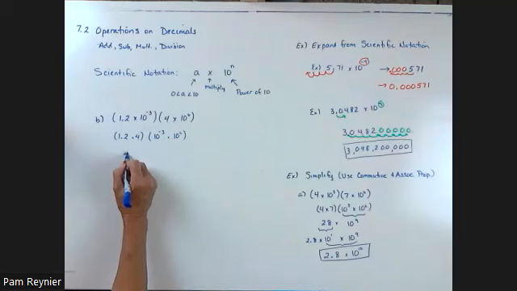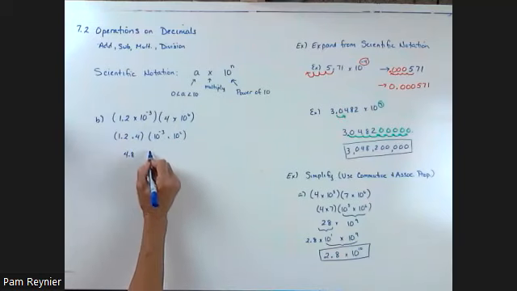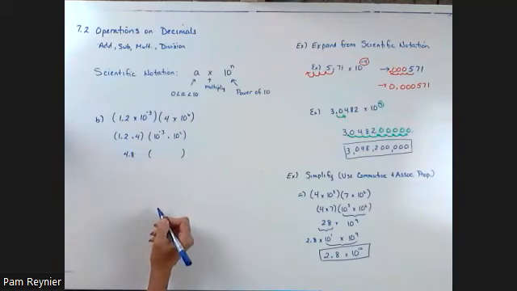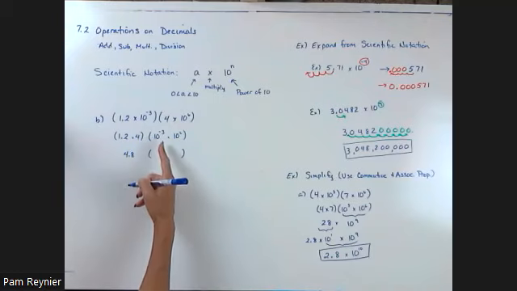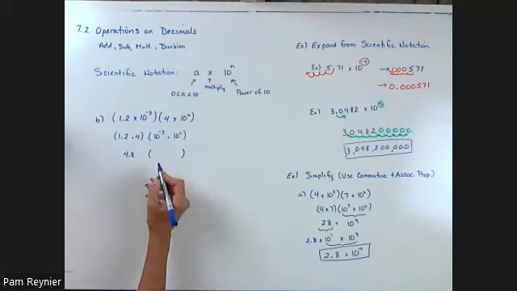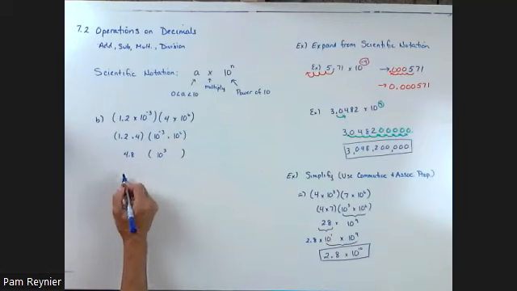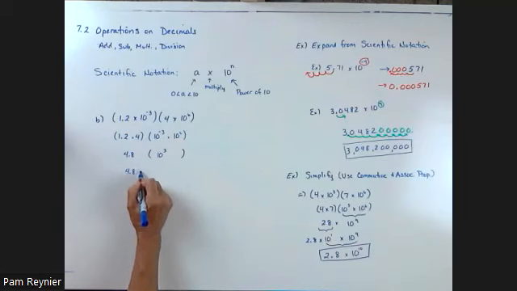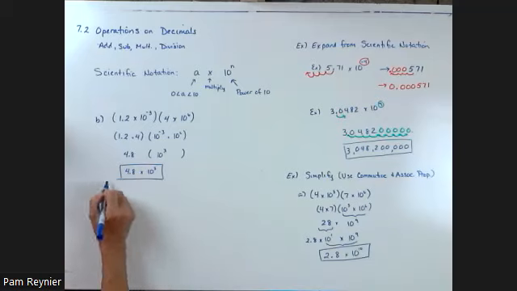1.2 times 4, 4.8. 10 to the negative 3 times 10 to the 6th. Whenever you multiply, you add exponents. Negative 3 plus 6 gives us positive 3. And so I'm left with 4.8 times 10 to the third. And you need to put the little x in to represent multiplication on scientific notation.